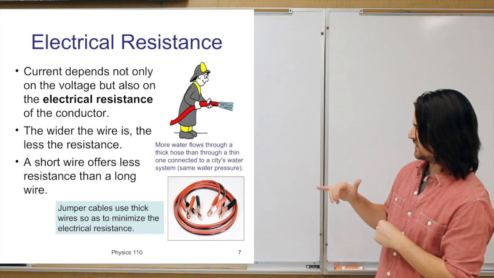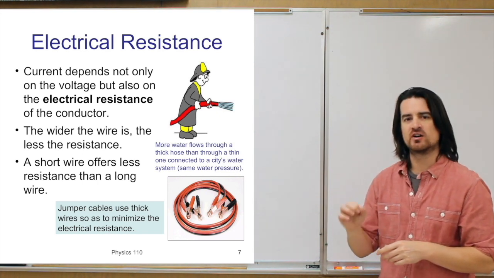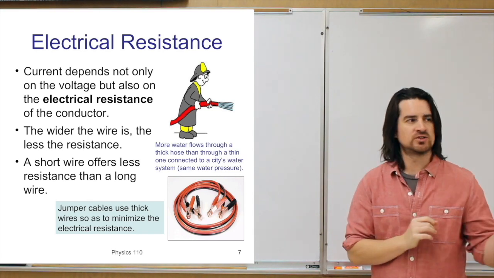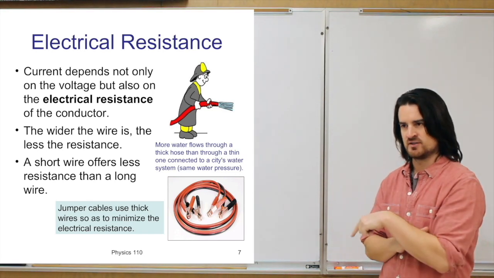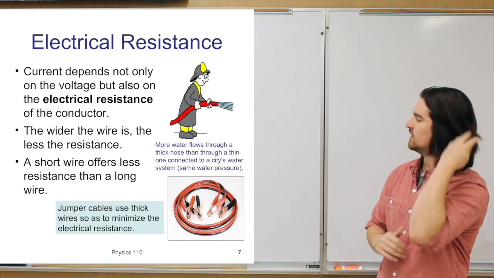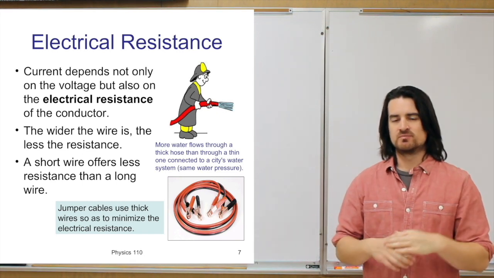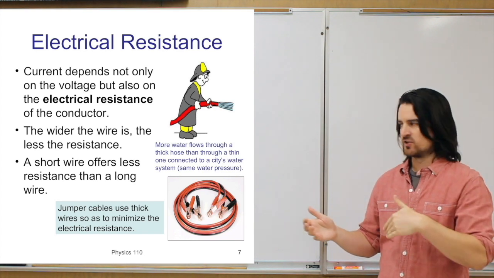So that's one reason why jumper cables that you use for your car are generally pretty hefty, thick wires, because you're actually trying to push a lot of current from one battery to the other in order to charge that other battery. So you don't want much resistance between the two batteries, so it's easy for current to flow.